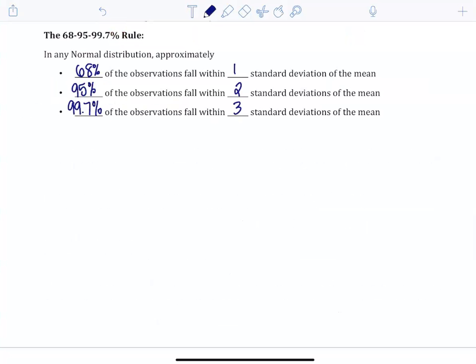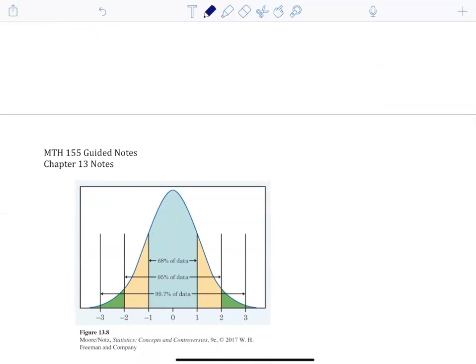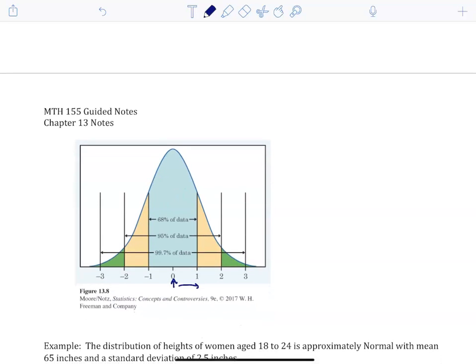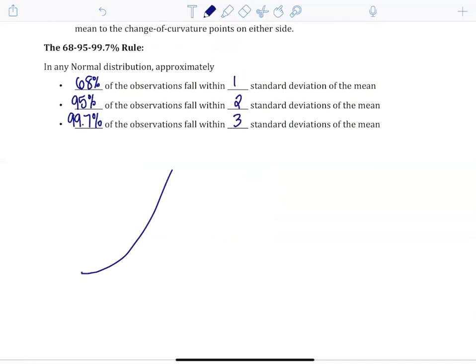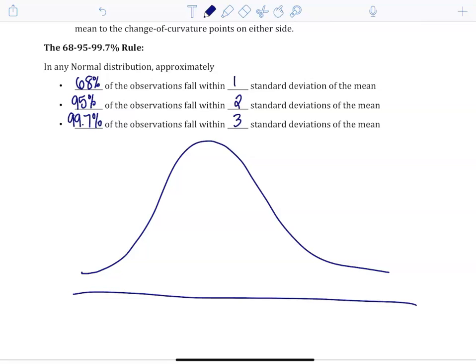We're going to call this the 68, 95, 99.7% rule because in any normal distribution, we will have that 68% of the observations will fall within one standard deviation of the mean. So if we look at a picture, we see that if we go from the center here, and we go either one standard deviation to the right or one standard deviation to the left, that is capturing 68% of the data. Now, I'm actually going to adjust this a little bit, so you might want to add this picture because I find this one to be a little bit easier to use.